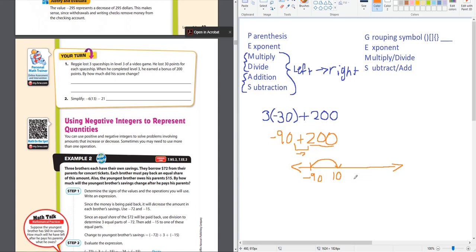You could slow count it all the way, go for it. You can go by 10s, whichever you're comfortable with. I just chose 100s because it's easy to do for me. So we went plus 100 here. We went 100 to the right. We're going to do another 100 to the right. And now we're at 110. So the answer to this is 110.